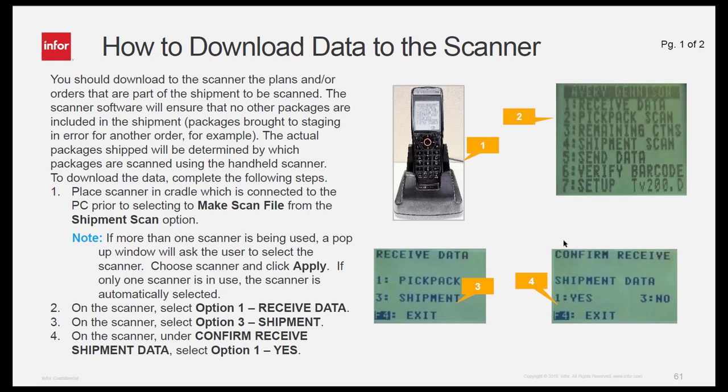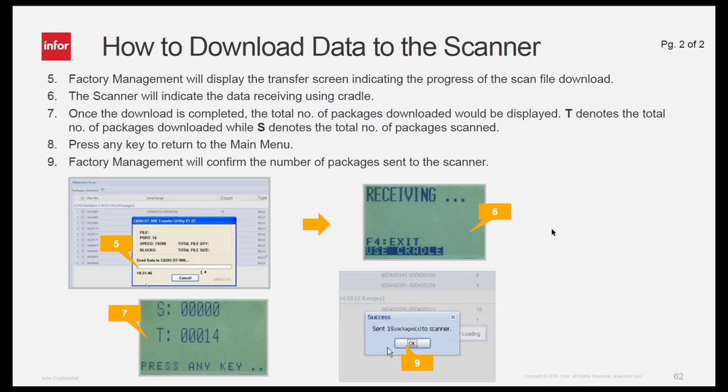It's going to be a shipment scan. So we want to click shipment, which is 3. And then it's going to ask you to confirm receive. So it's going to confirm that you are receiving shipment data. And then you're going to click 1 as yes.